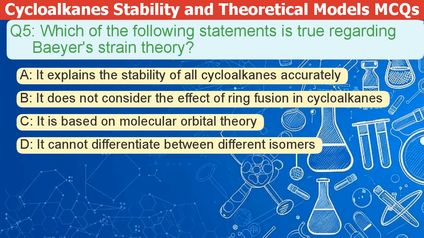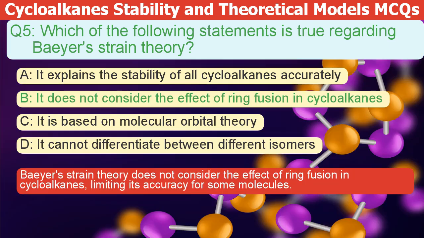Which of the following statements is true regarding Baeyer's strain theory? A. It explains the stability of all cycloalkanes accurately. B. It does not consider the effect of ring fusion in cycloalkanes. C. It is based on molecular orbital theory. D. It cannot differentiate between different isomers. The correct answer is B. Baeyer's strain theory does not consider the effect of ring fusion in cycloalkanes, limiting its accuracy for some molecules.